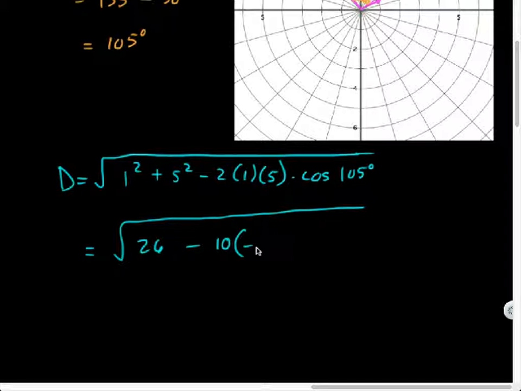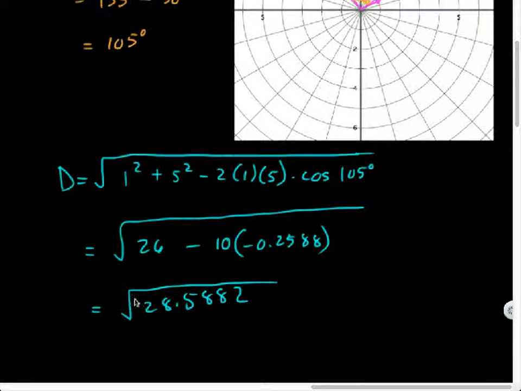is a negative value, as I'd anticipated, negative 0.2588, and then equals the square root of 26 minus 10 times that number. So it's the square root of 28.5882, and the distance is approximately the square root of that, which is 5.3468.